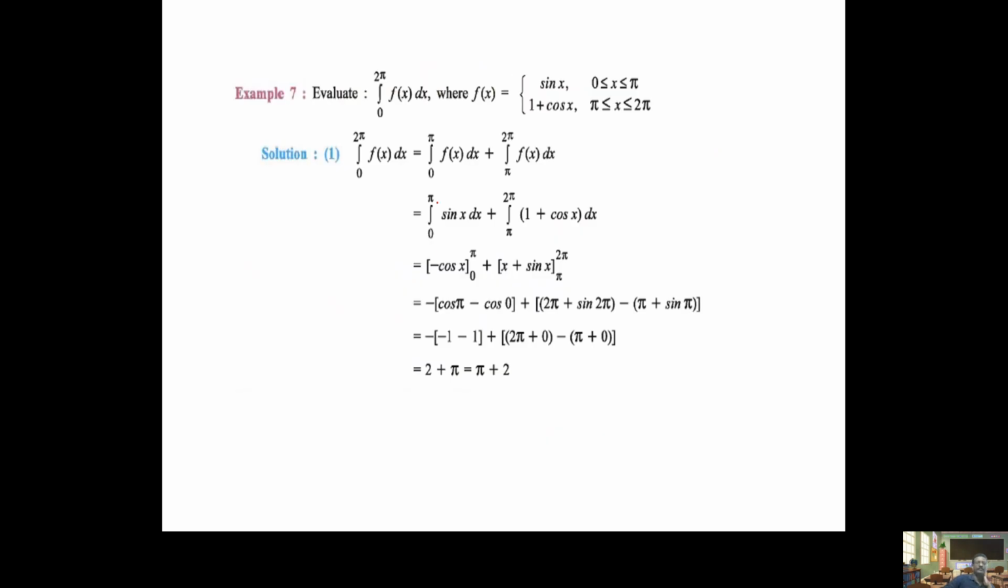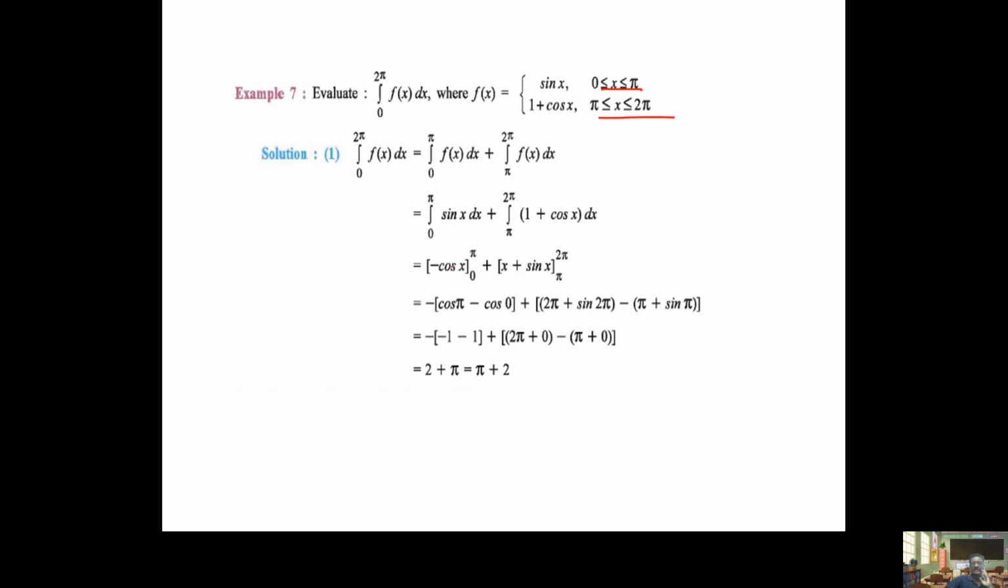This is a problem. The integral from 0 to 2 pi of f(x) dx, where f(x) is equal to sin x between 0 and pi, and between pi and 2 pi it is 1 plus cos x. So you have to split it into two: the integral from 0 to pi of f(x) dx plus the integral from pi to 2 pi of f(x) dx. What is f(x) between 0 and pi? The value is sin x. So the integral from 0 to pi of sin x dx plus the integral from pi to 2 pi of (1 plus cos x) dx.